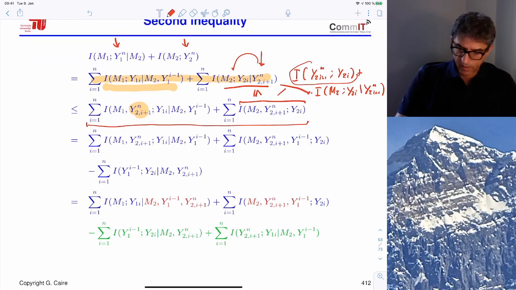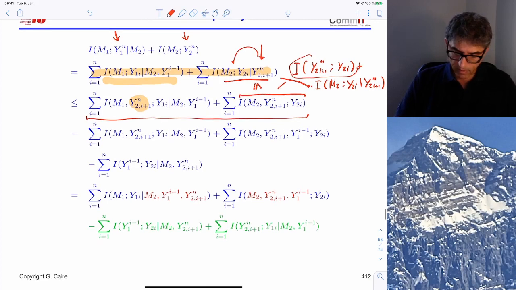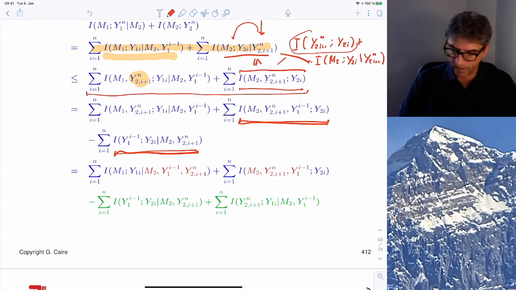Then we break these terms further. The first term remains the same, and here we break it again with the chain rule, which is equal to this plus this. So at the end, we can write this as this term minus this. And finally, we have constructed this by putting together all the terms.